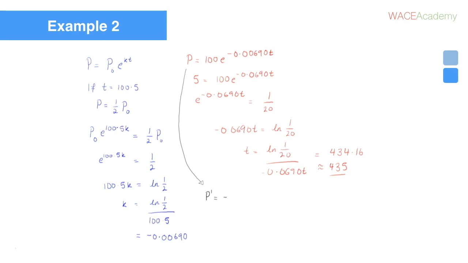Thus, we get P dash is equal to negative 0.00690 times 100 e to the power of negative 0.00690 t. In other words, P dash is equal to negative 0.69 e to the power of negative 0.00690 t. We want to find out the rate of change on the 435th day, so we simply substitute t equals 435 into the above. Using our calculator, we get that P dash of 435 is equal to negative 0.034. So on the 435th day, the rate of change is that 0.034 grams decays.